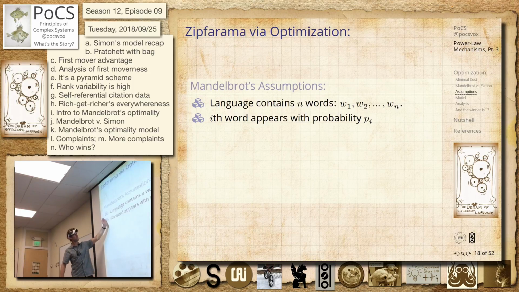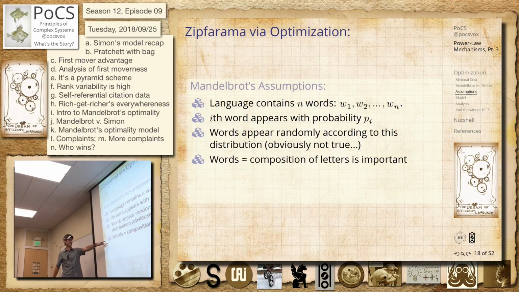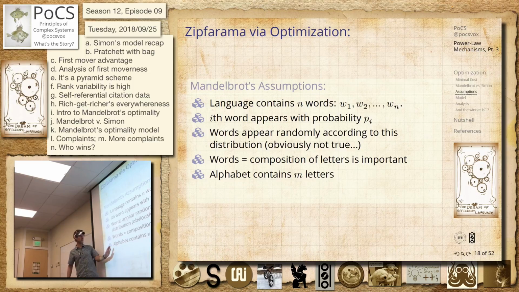So, this is the straight up Zipf distribution idea, right? There's going to be I words, and we'll have them ranked in terms of probability. And this is exactly how Shannon's entropy works. We assume random production of words. It's obviously not true. Obviously composition of letters matters to us, but it matters in this model in an interesting way. It has to be an alphabet-based language that works for this thing.